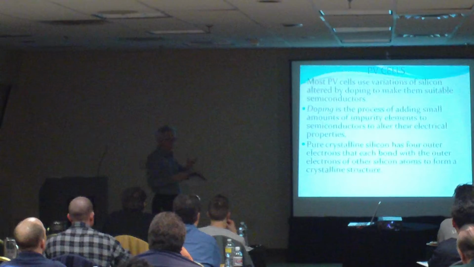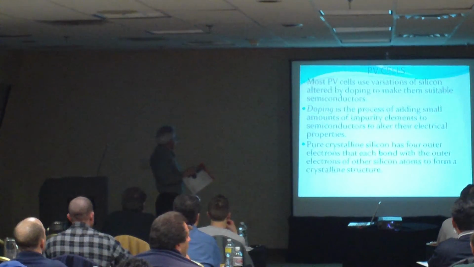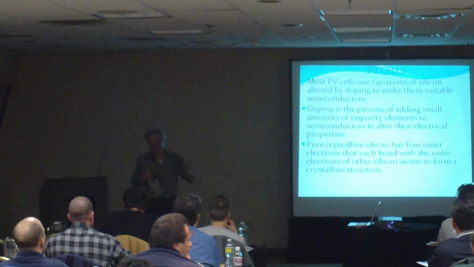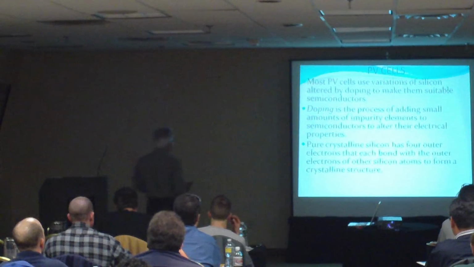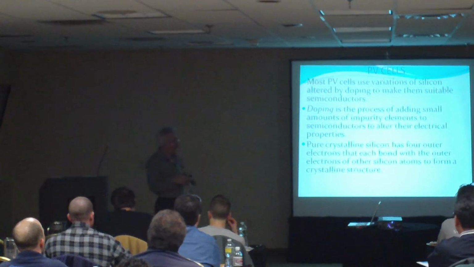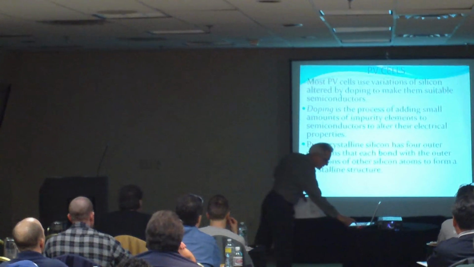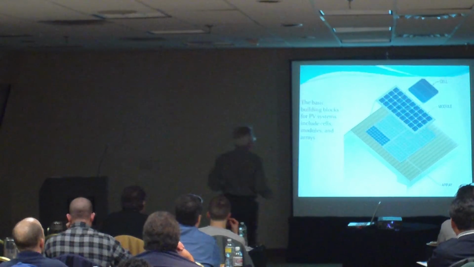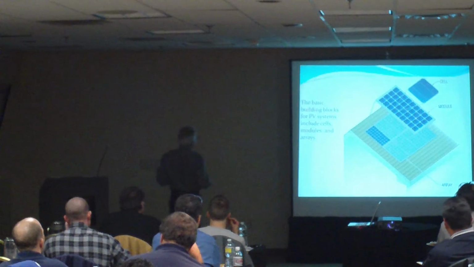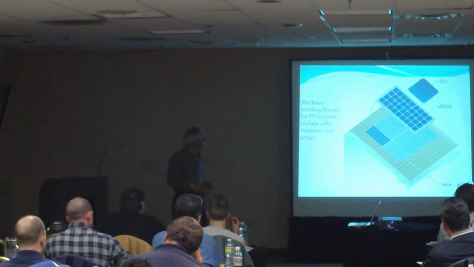Most of the cells we said are made of what? Silicon, okay? And you alter them by doping, which is what? You're adding a different type of material to a semiconductor, which is part of the impurity, and they react for some reason, and we're making a cell. We're not going to go through that again. The actual process is a cell, a module, and an array.